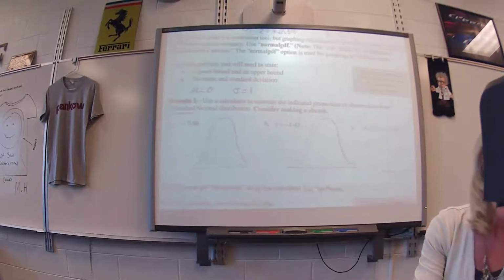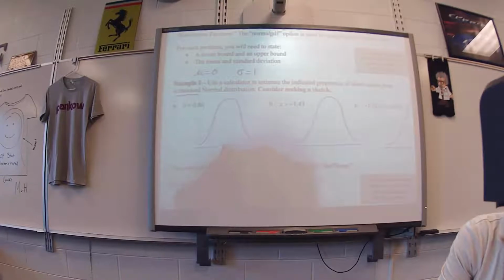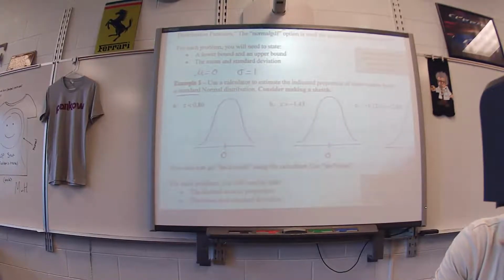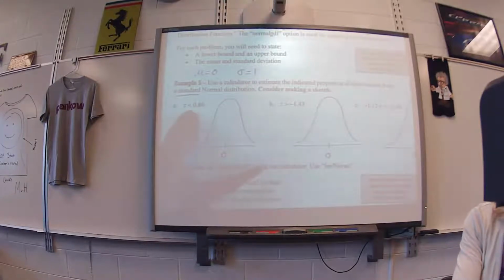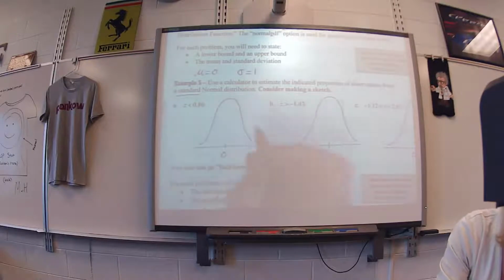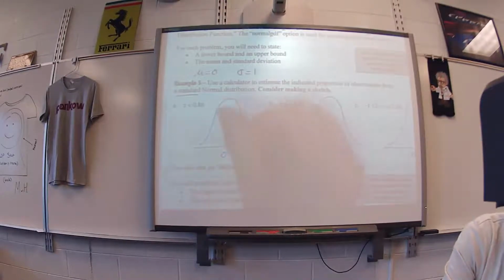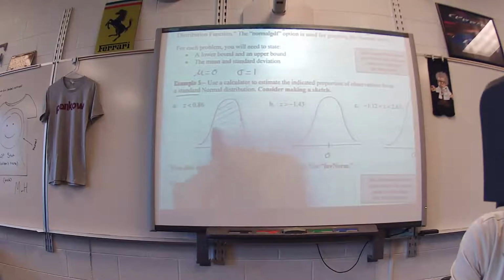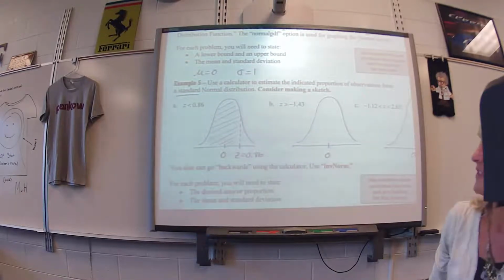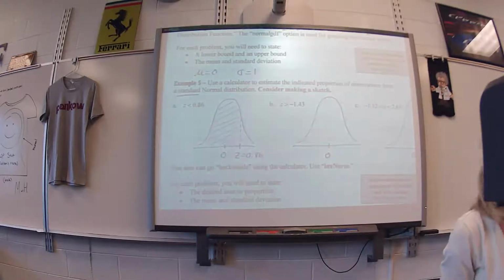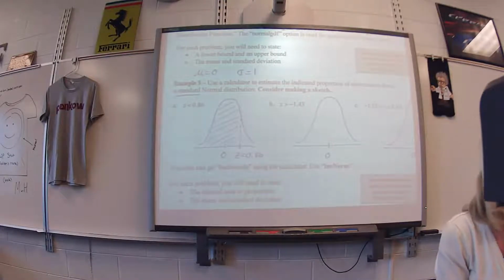If we're dealing with a standard normal distribution, we're centered at 0. The first problem says we want Z is less than 0.86. A positive Z-score means I need to be on the right side. So this is my Z-score of 0.86. I draw my perpendicular, and I want to shade to the left. You could use the table and it will work, but we're going to use our calculators on this one.